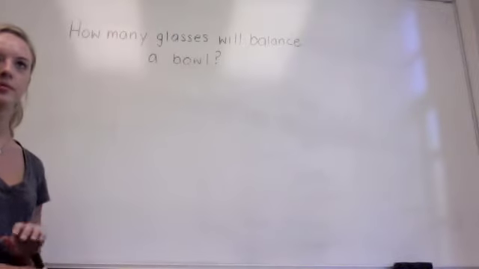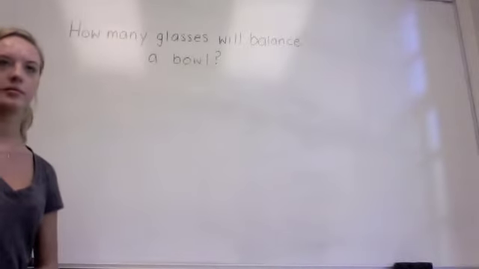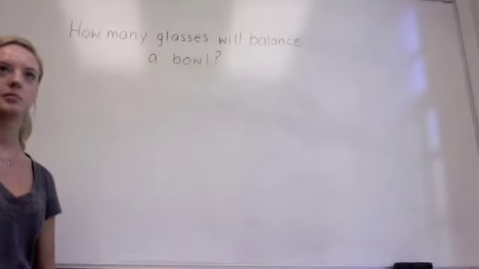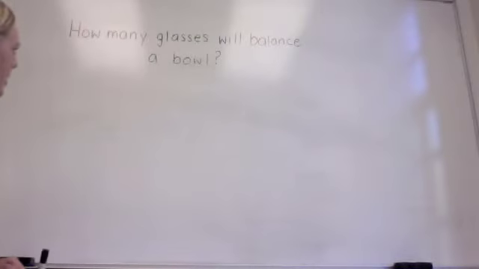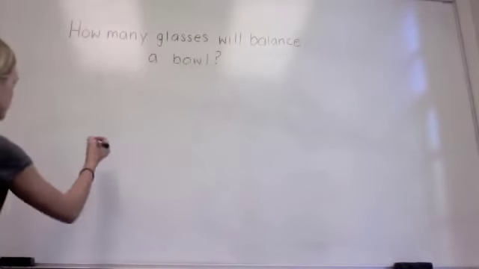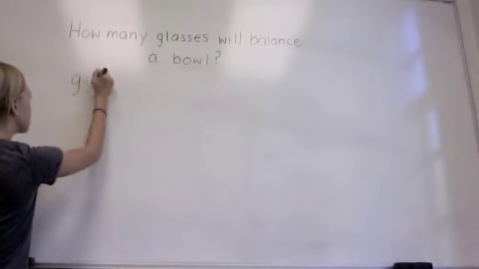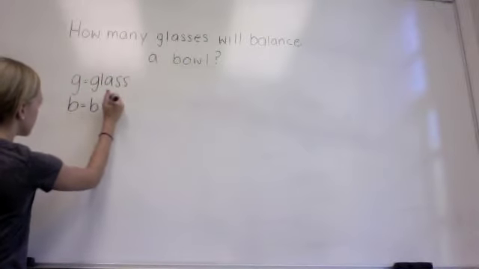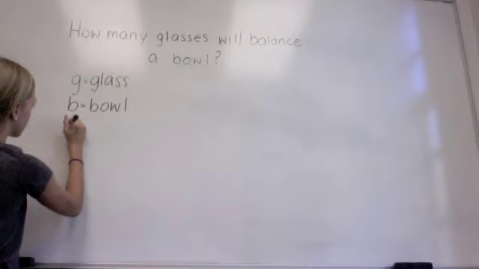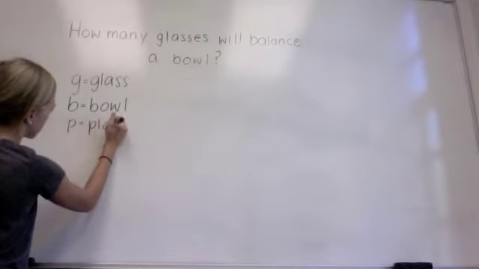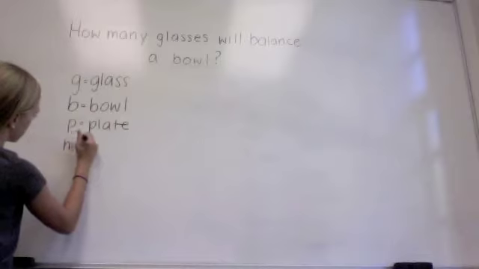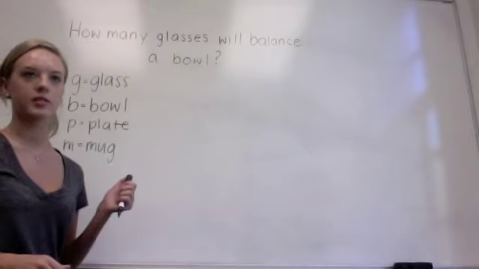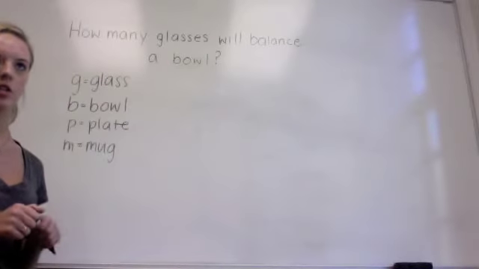If we can maybe organize a little bit, maybe just put variables in this problem. Maybe label glasses, bowls, mugs, and plates with just a letter. So how should we do that? If we label glass with a G, a bowl with a B, a plate with a P, and a mug with an M. Good. So how should we use these variables and the given information in the question to solve the problem?